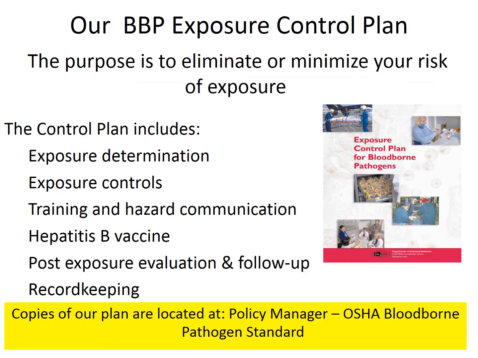A copy of our written exposure control plan is located on Policy Manager. The exposure control plan is designed to eliminate or minimize your risk of exposure to bloodborne pathogens at work. It includes our policies and procedures and also identifies persons or departments with specific responsibilities. You should familiarize yourselves with it and refer to the procedures to follow if an exposure incident occurs. If you have any questions concerning the exposure control plan or would like a copy of the OSHA Bloodborne Pathogen Standard, contact the Infection Prevention Office at extension 4184.